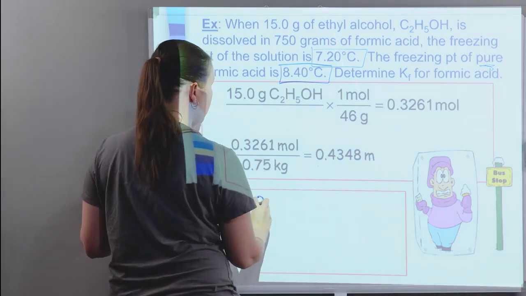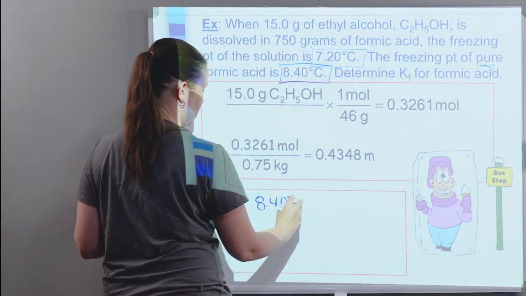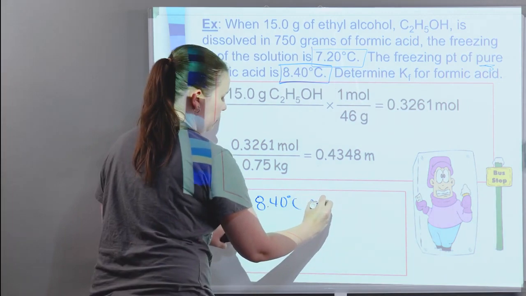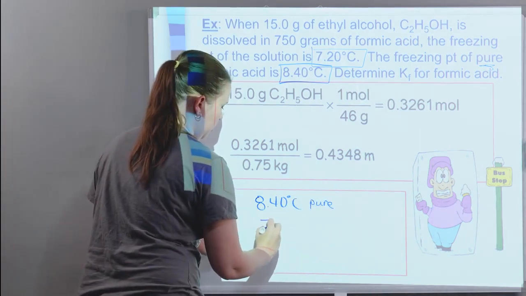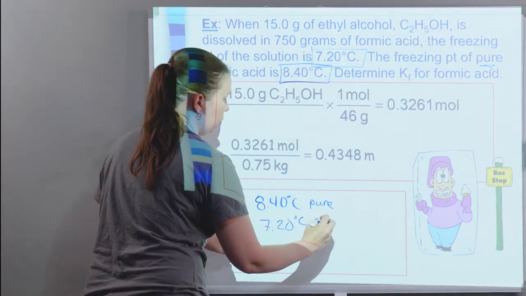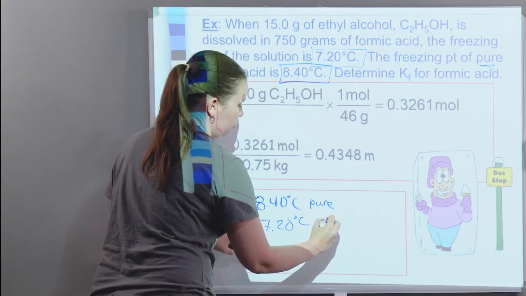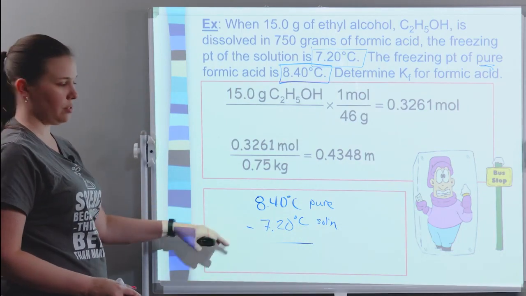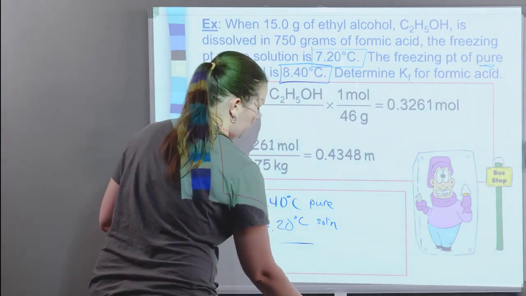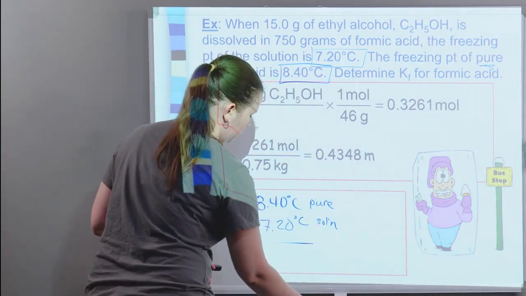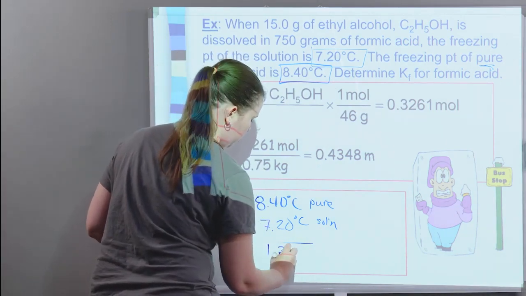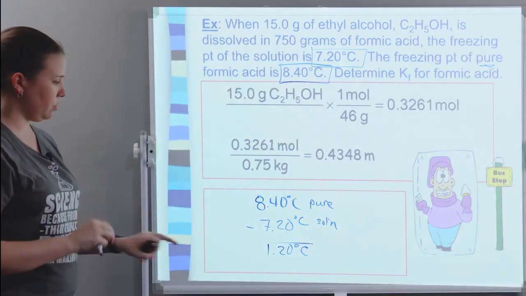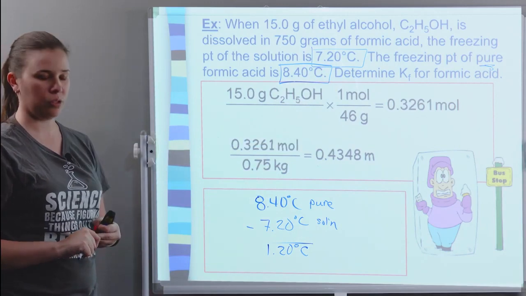So where are we starting? The pure stuff, 8.40 degrees Celsius. And then once we drop to 7.20, we are lowering that freezing point. We now have the solution. So what is the difference between the 8.40 and the 7.20? Our delta T would be the difference between those two, which is 1.20 degrees Celsius. Notice that we're keeping the decimal places, 2 decimal places, 2 decimal places, so my delta T is the 1.20.